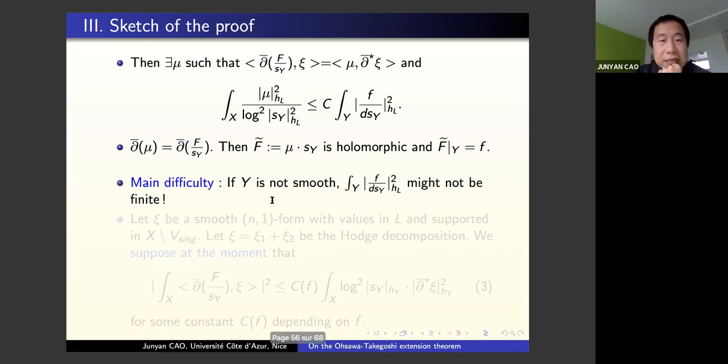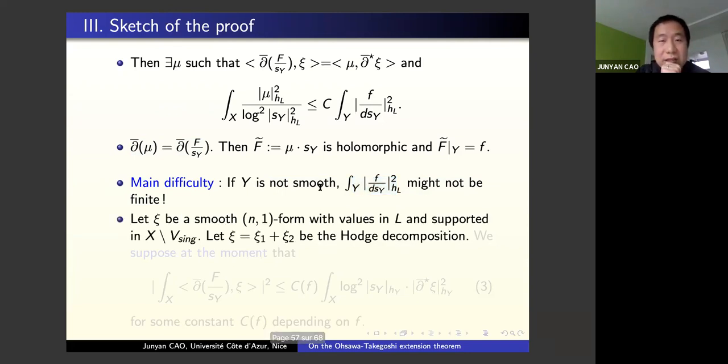Now the difficulty, as we explained before, is that when Y is not smooth, this integral is not finite. So therefore we cannot find a mu. So in this case, how can we prove our result? In the case when Y is not smooth, we use a technique used by Donaldson and Song, and now we take C to be a test function which is supported outside the singular locus of Y.